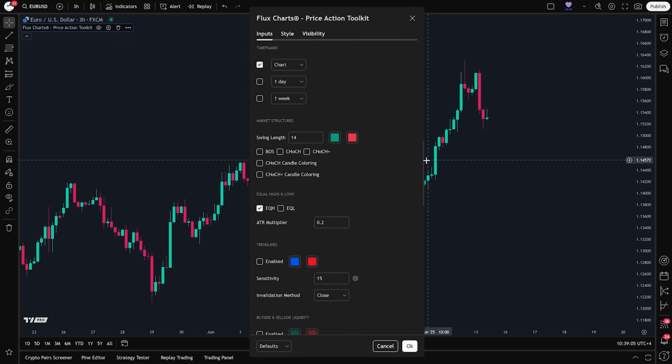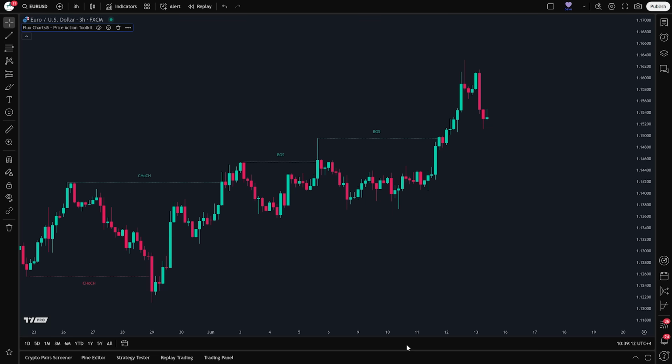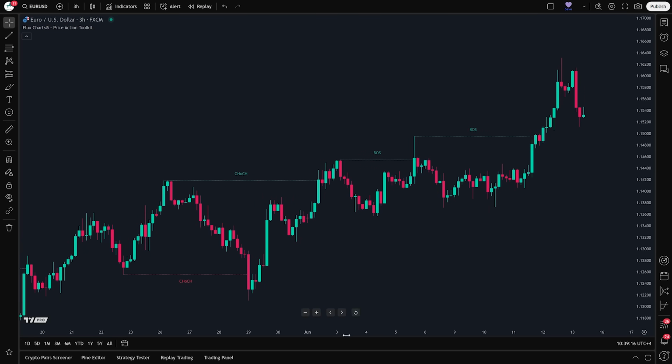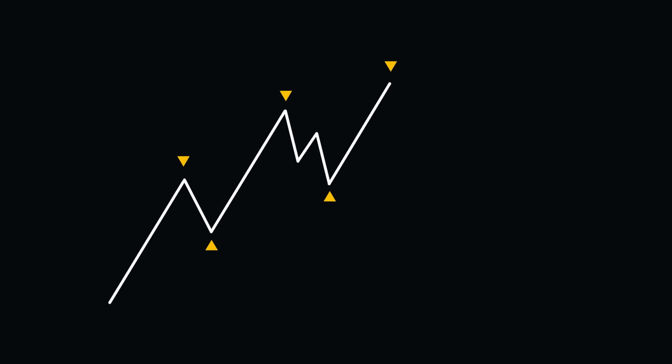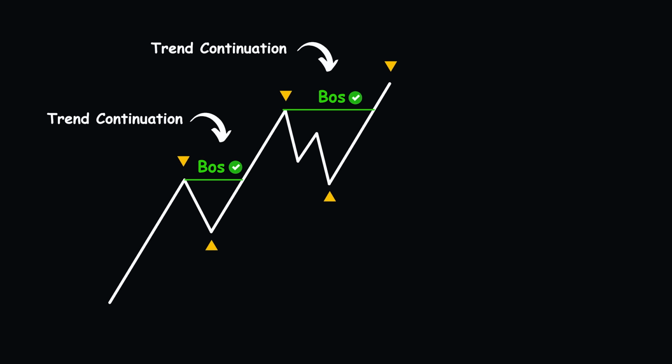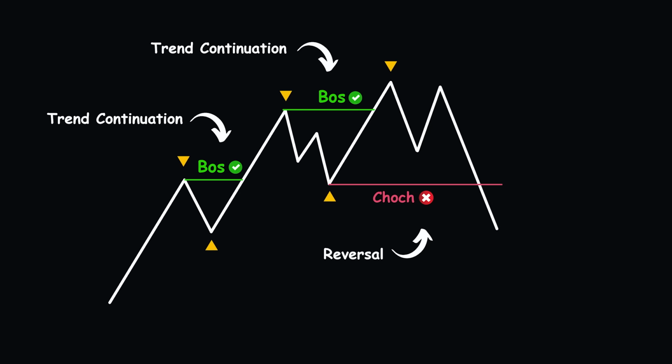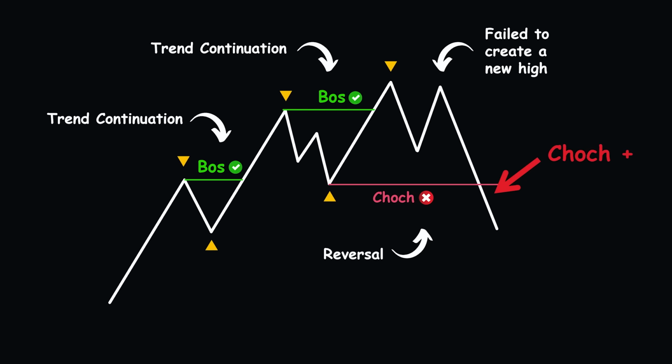Now we reach the next topic, market structure. Let's apply the break of structure, change of character. If you're familiar with market structure concepts, you know that in a bullish scenario, when the market breaks the previous swing highs to the upside, it is called a break of structure and signals trend continuation. On the contrary, a change of character occurs when the price breaks the swing lows to the downside, signaling a potential reversal. When the price fails to create a new high before a change of character occurs, it indicates a loss of momentum. This is identified as change of character plus on the indicator.